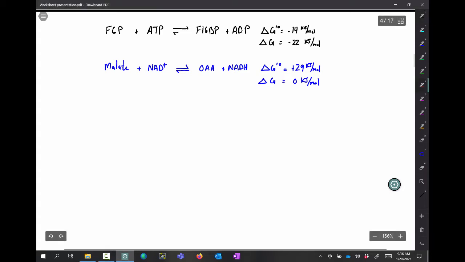Specifically, what you see here is that in each reaction, the standard free energy change that I just underlined is different than the actual free energy change. And the question that we want to address is, why is that the case? And how can we use these two numbers to better understand the reactions both at standard conditions and at actual conditions?